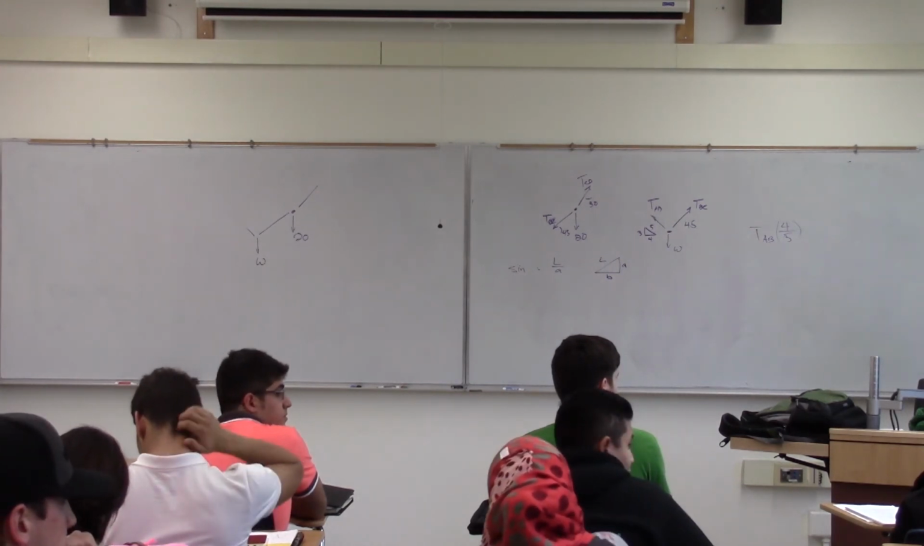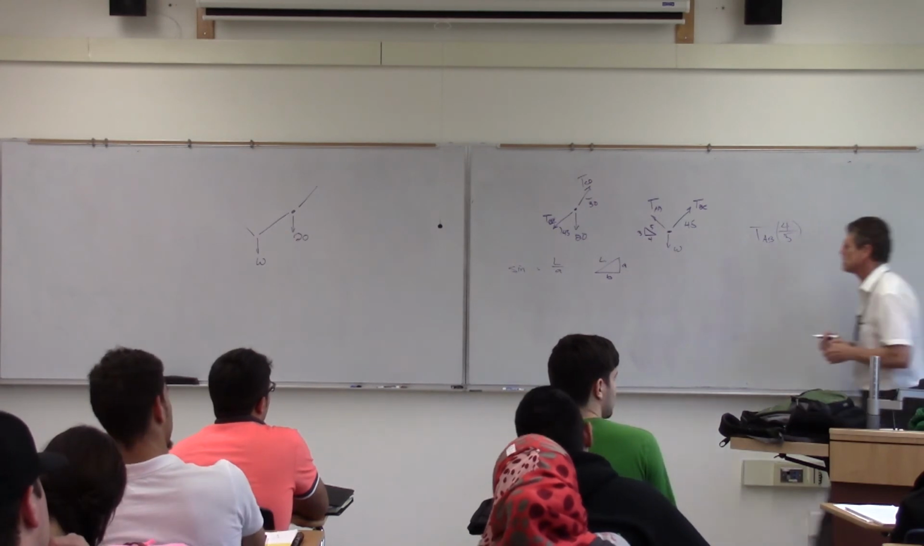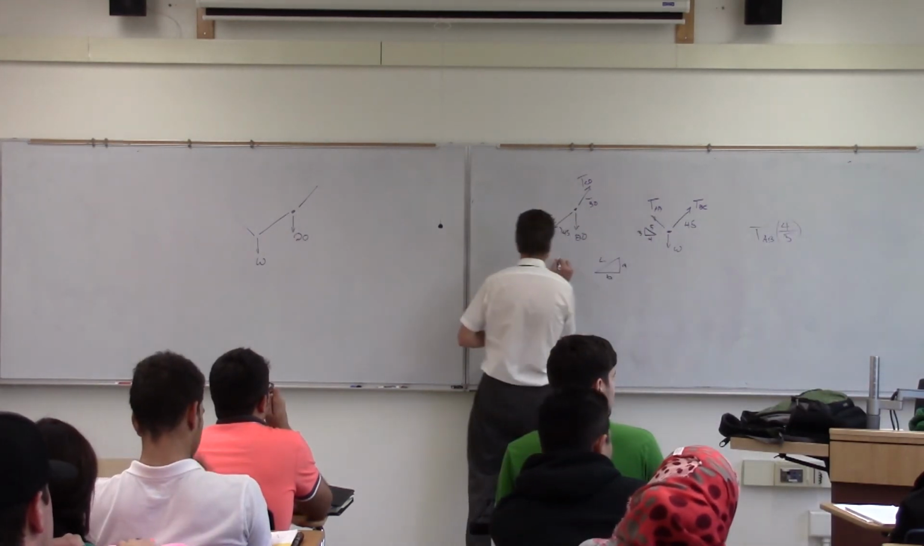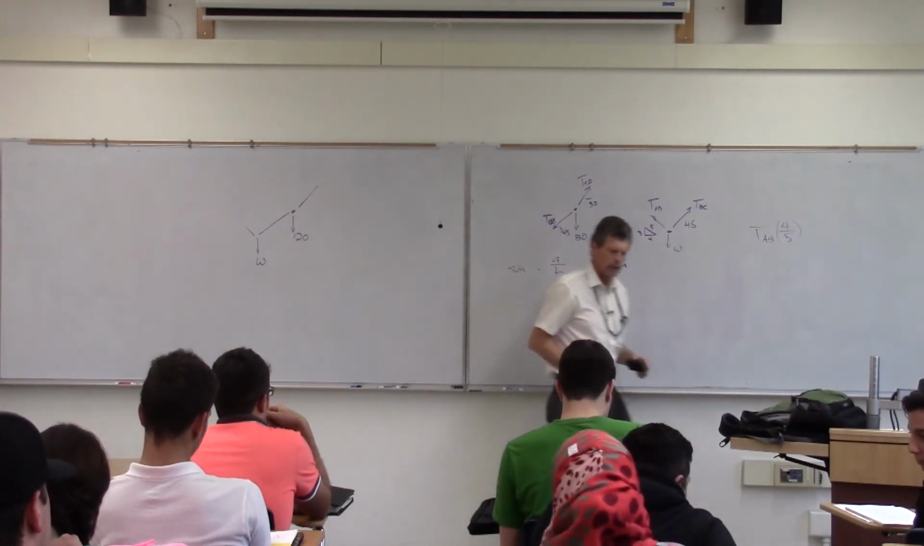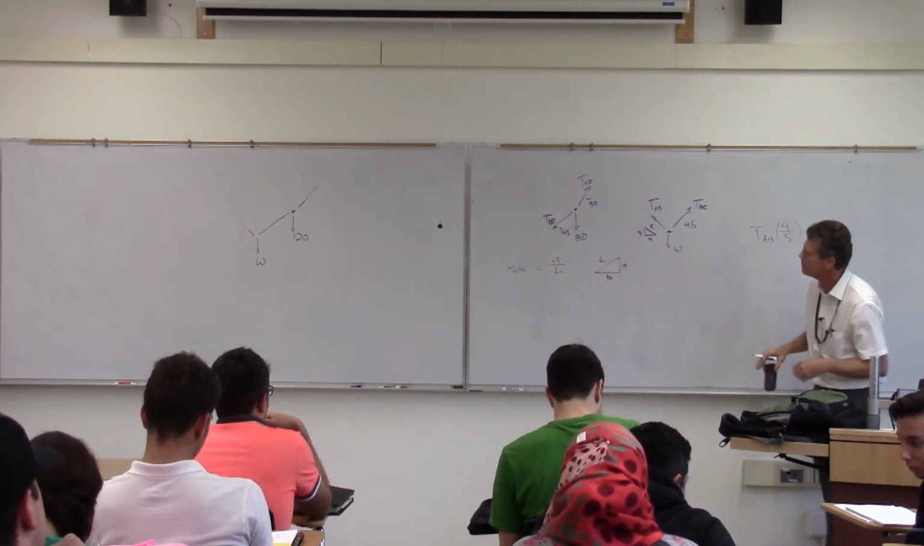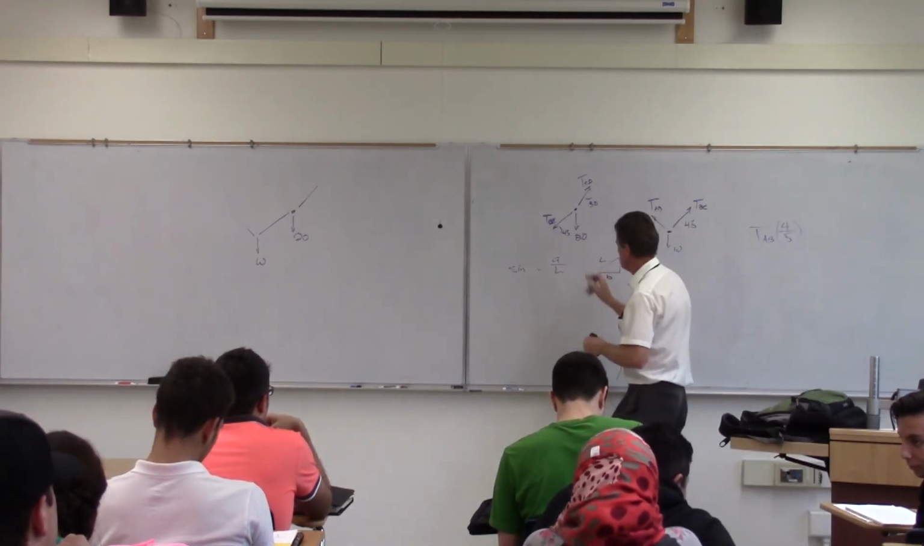Shouldn't it be A over L? Oh, crap. My batteries are running low. A over L, thank you. And then cosine is simply going to be the B over L there.